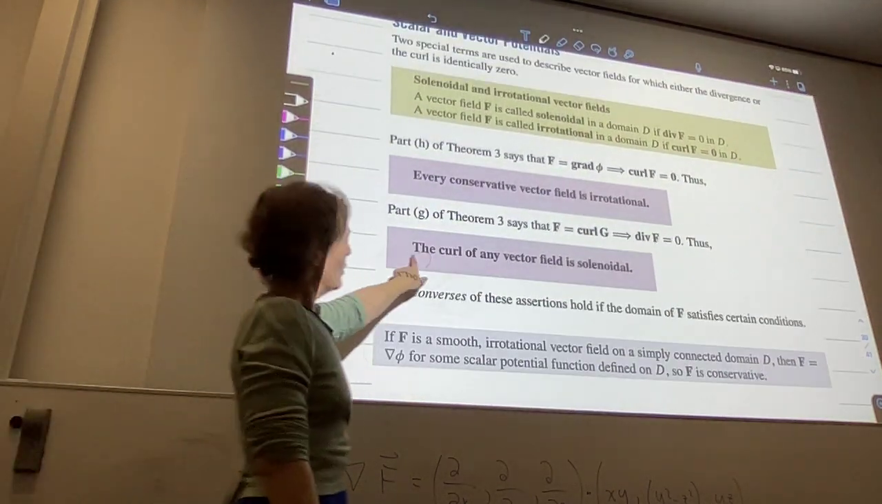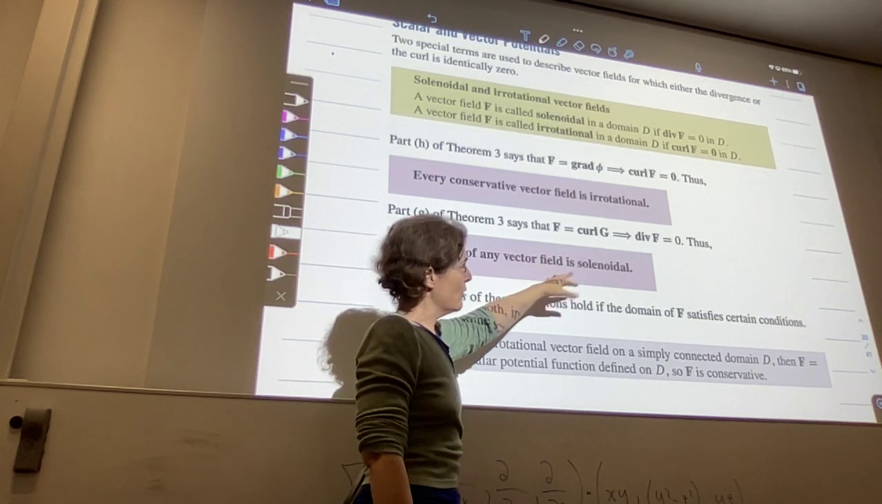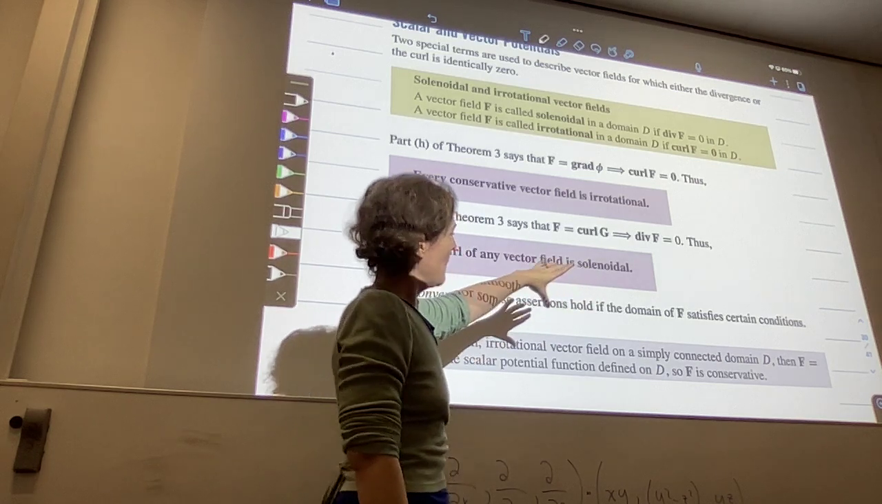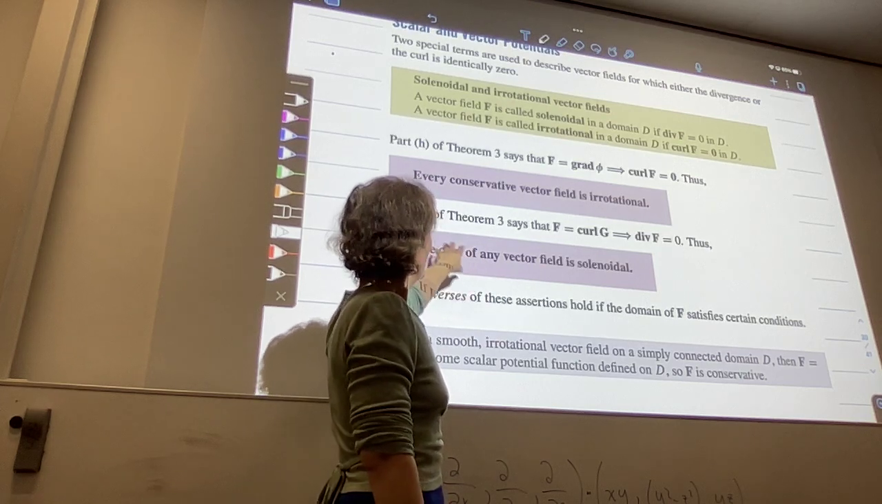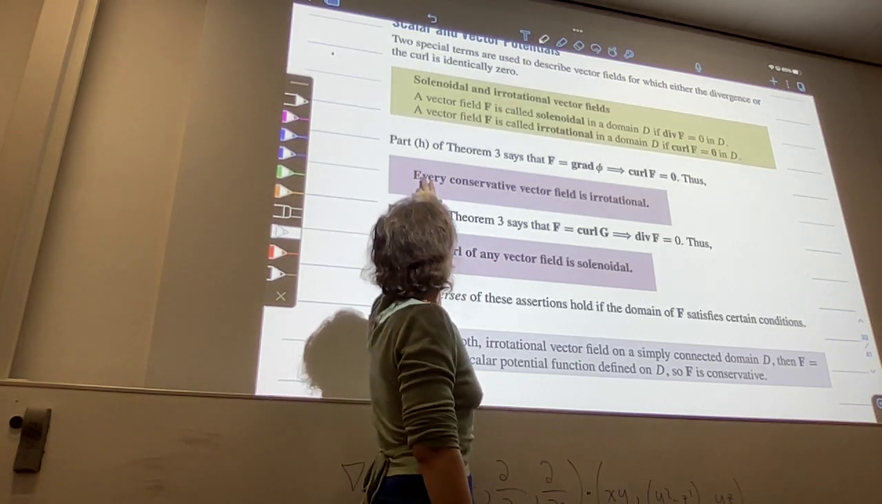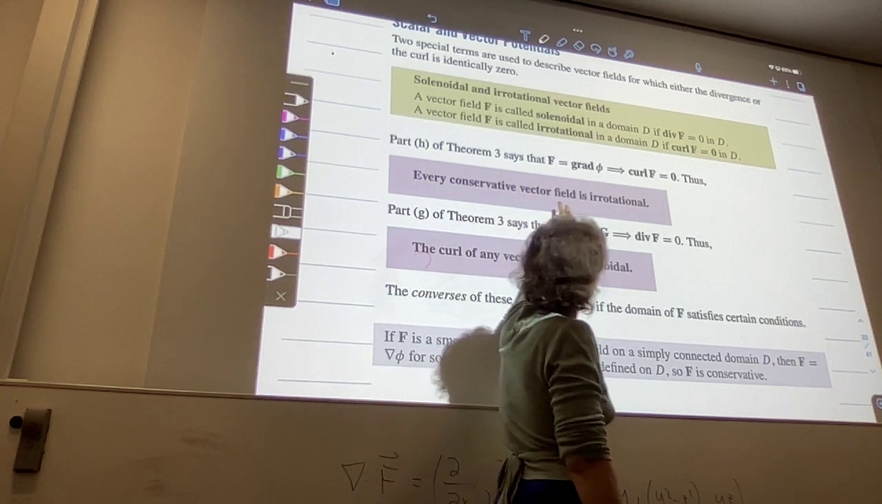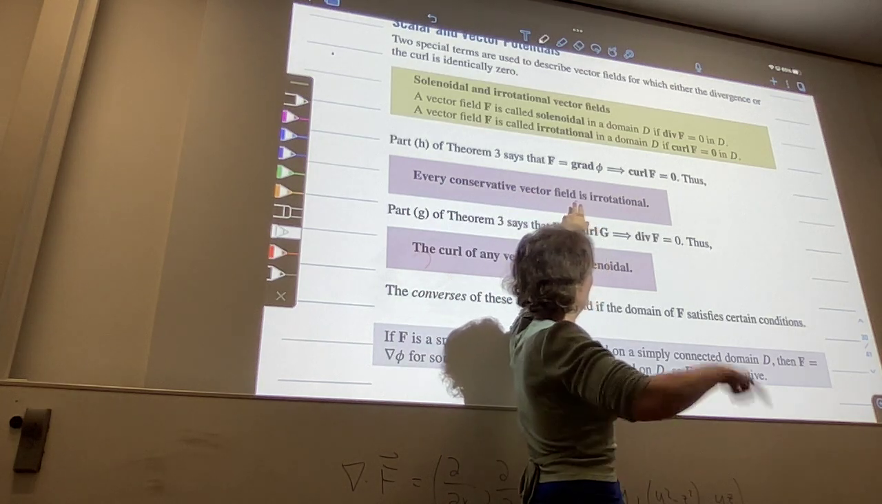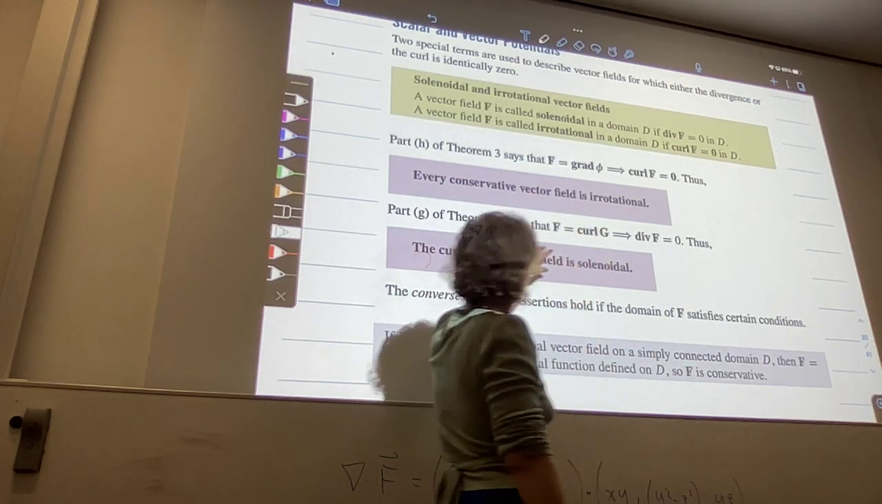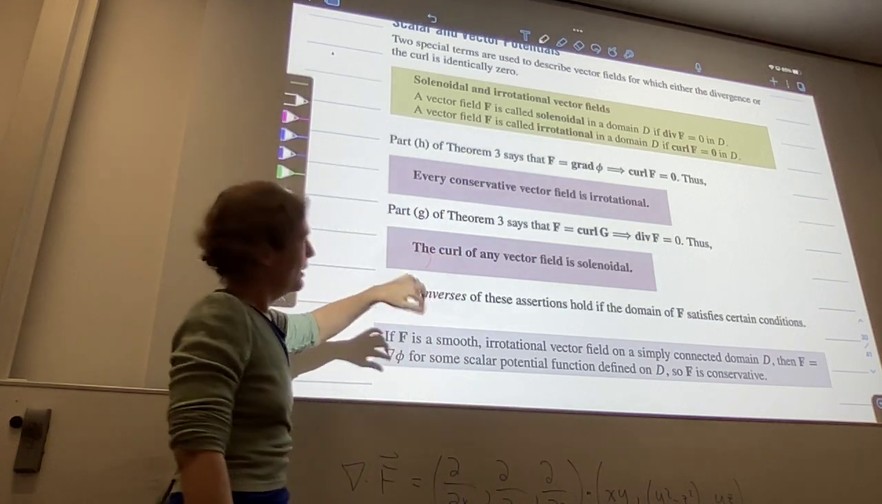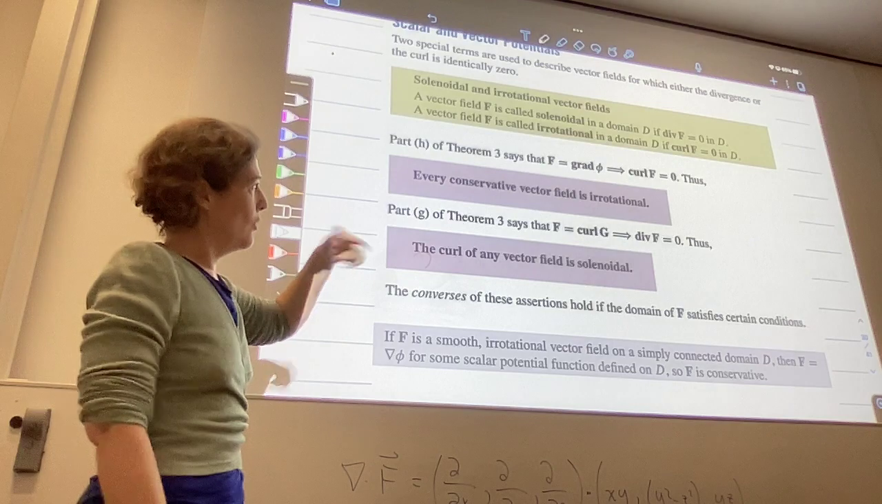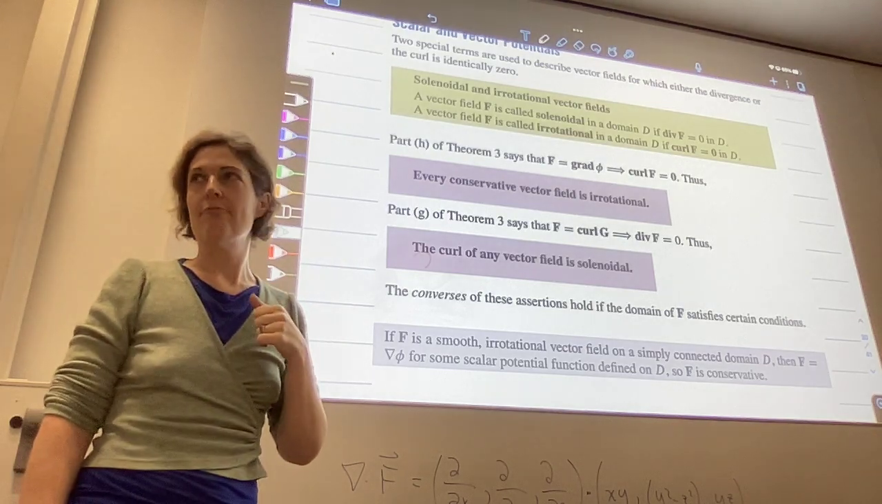So the curl of any vector field is solenoidal, which says it doesn't have any divergence. Every conservative vector field is irrotational, so it doesn't have any curl. And this says that any vector field that is a curl has no divergence. Okay.